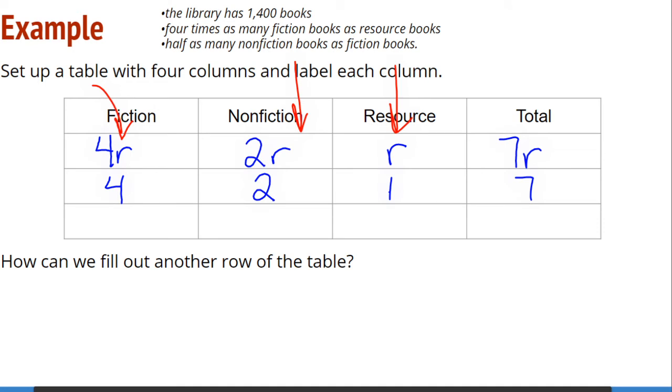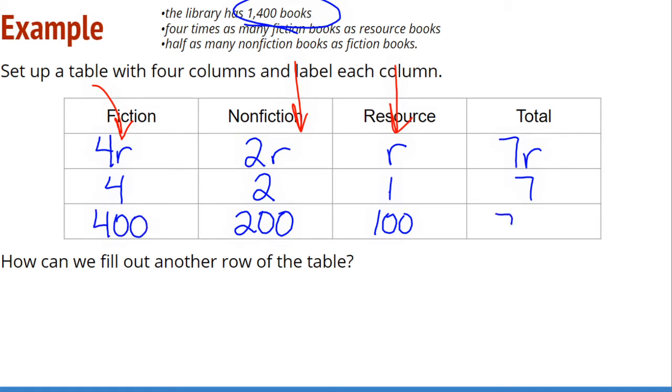So how could I fill out another row of the table? Well, if I'm trying to get to a total of 1,400 books, I'm going to need to go a little bit bigger here. And I like numbers that are easy to multiply by. So I'm going to say 100 books. If I've got 100 resource books, I multiply that times 2, and I have 200 nonfiction books, and I multiply that times 4 and I have 400 fiction books, and I could multiply that times 7 and say, oh, I have 700 total books. Now I'm starting to feel like I'm getting a little bit closer to that 1,400.